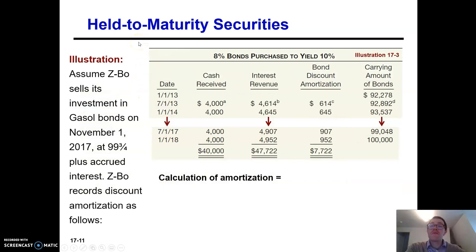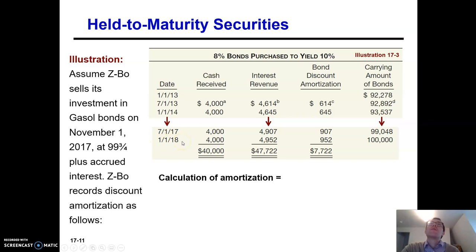Okay, so let's do the example a little further here. Let's assume that Zibo sells its investments in Kieso bonds on November 1st, 2017 at 99 3/4 plus accrued interest. Zibo would then record the discount amortization as follows. So fast forward. All right, that's what these arrows mean. We're lower on the amortization table. We are now somewhere between these two lines here of July 1st, 2017 and January 1st, 2018.